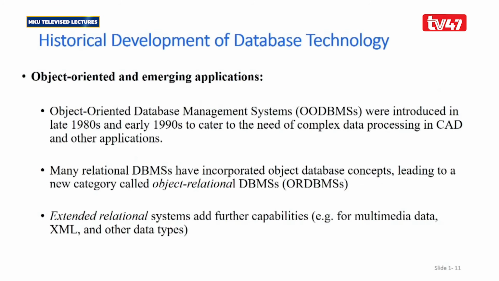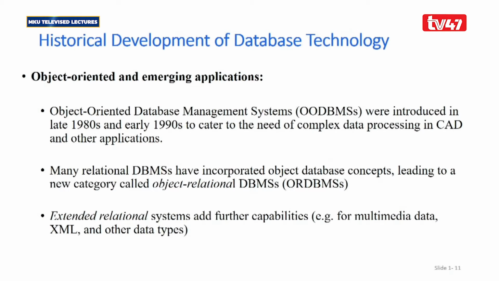We also have object-oriented and emerging applications that relate to object orientation. When you talk of objects, basically we are talking about entities, like a book, for example. A very simple example. A book is just an object. It has several attributes. It has characteristics. A book has an author. A book has an ISBN number. A book has a specific edition, and so on.